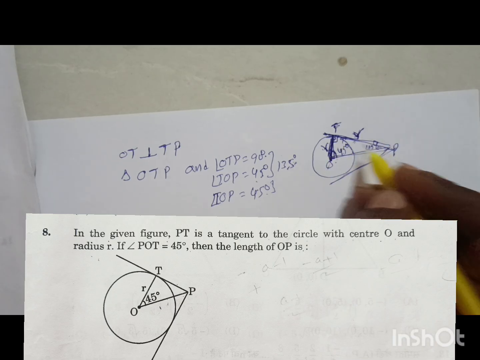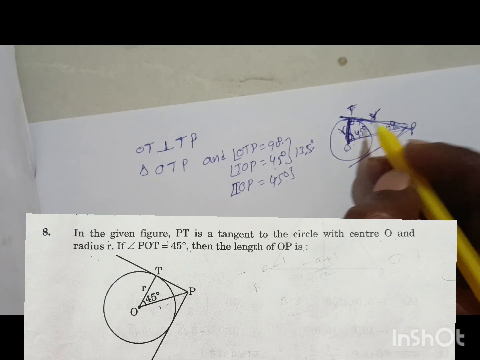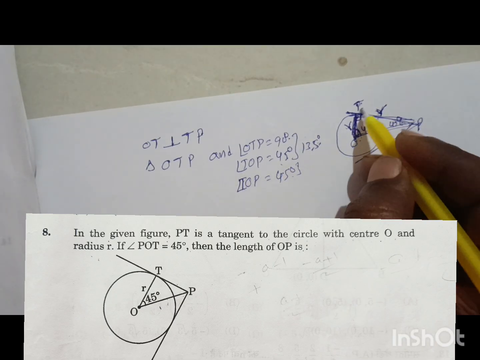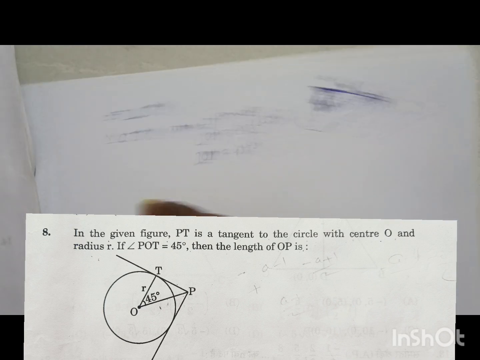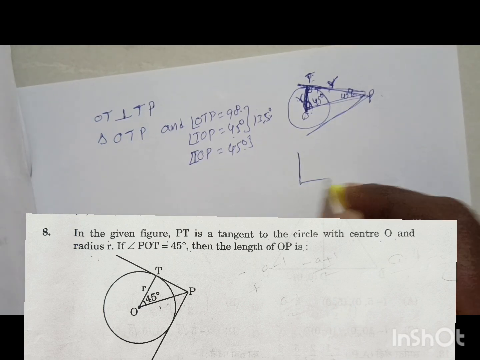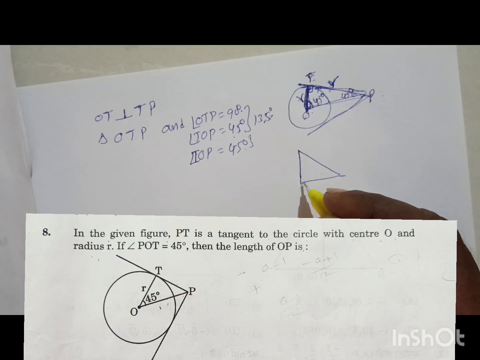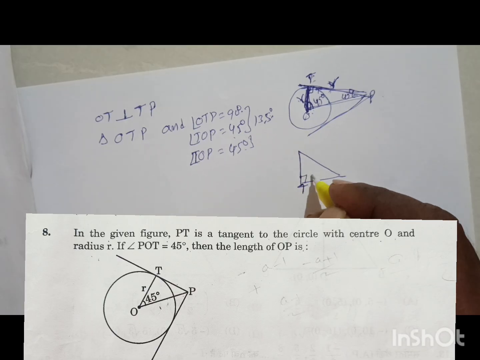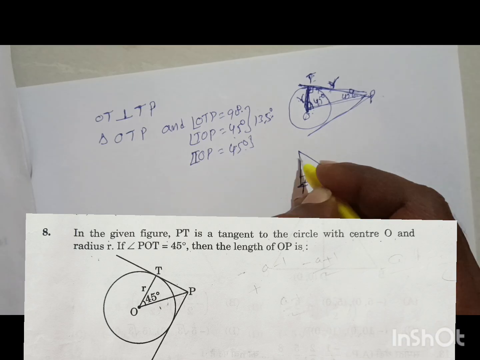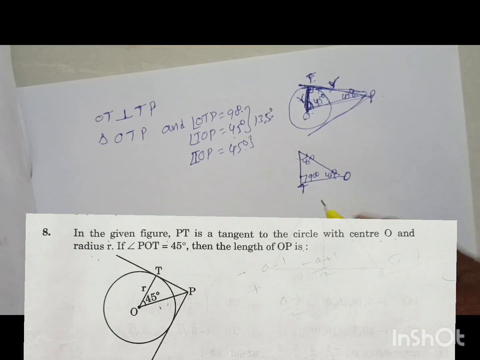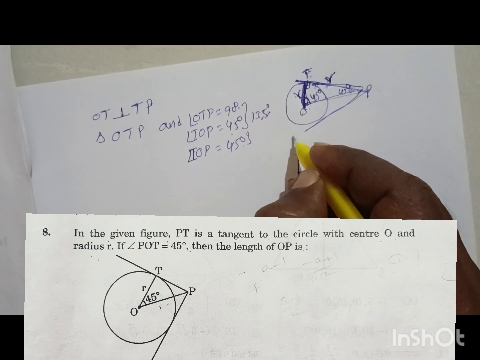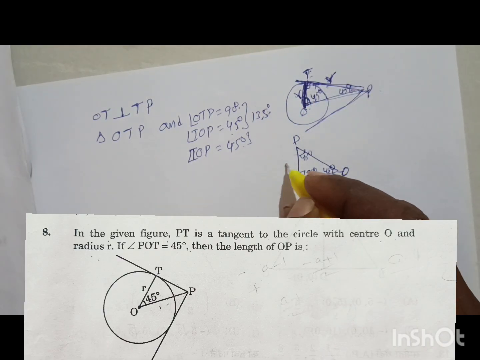We have one right angle triangle, that is triangle OTP. Suppose you draw the triangle: this is O with 45 degrees, this is T with 90 degrees, and this is also 45 degrees. The length of OT equals R, and the length of TP equals R.